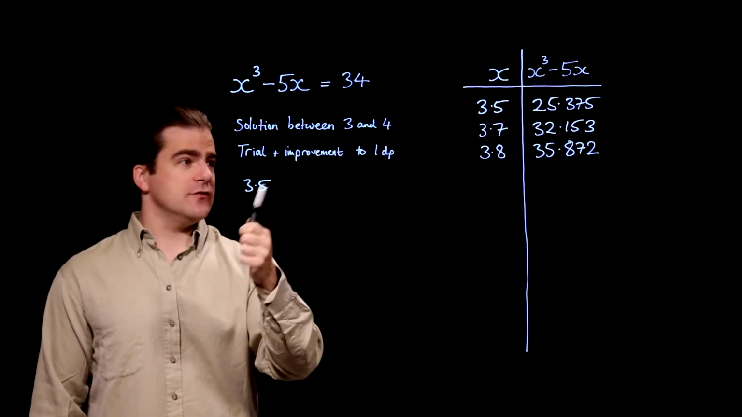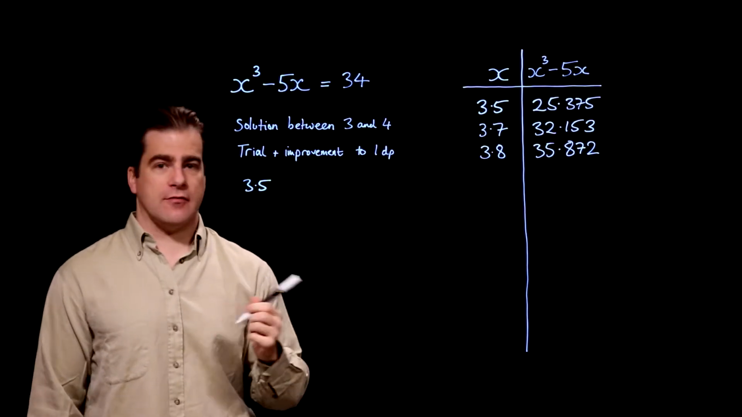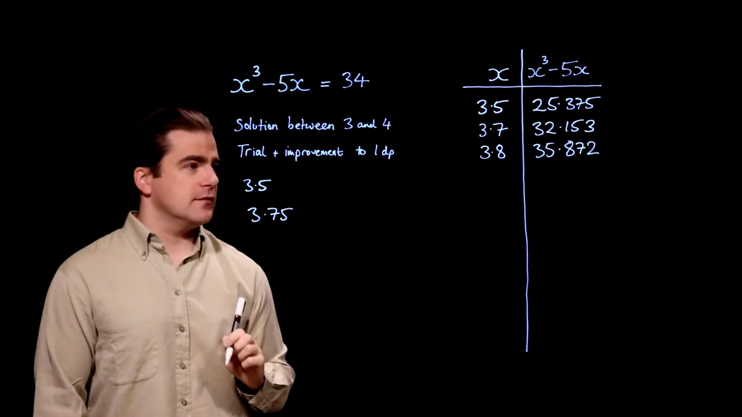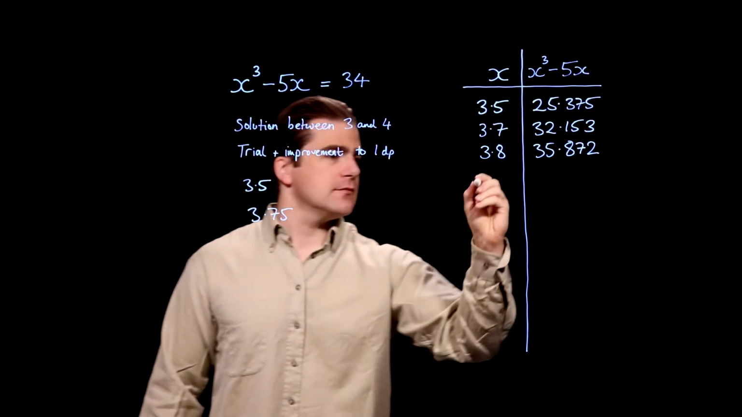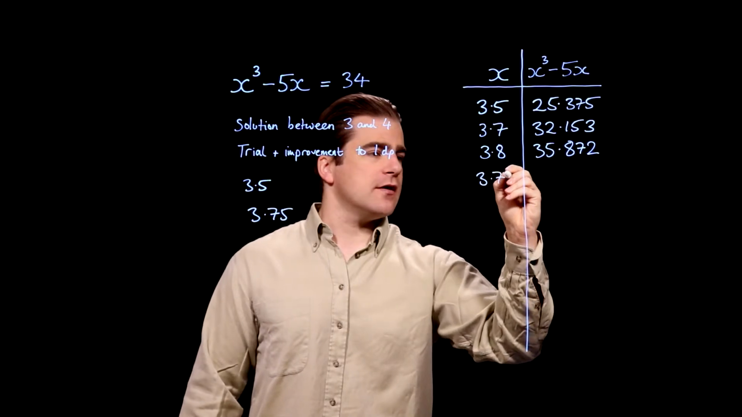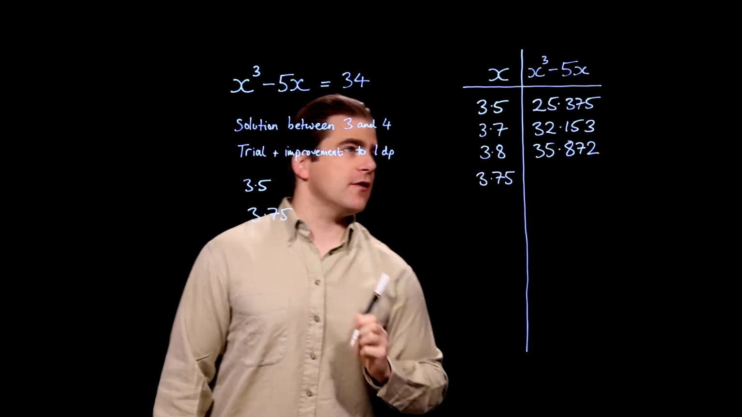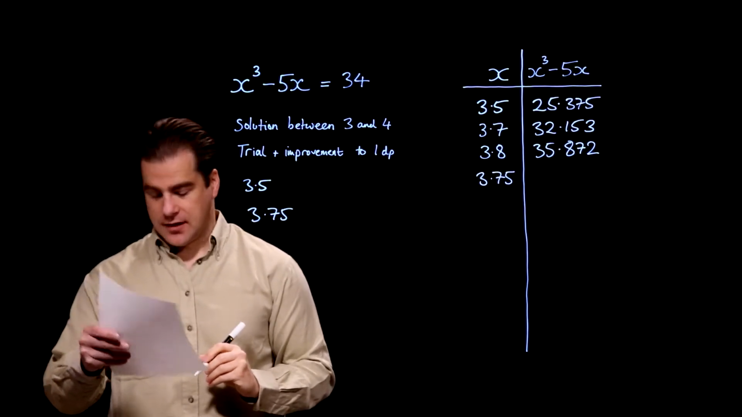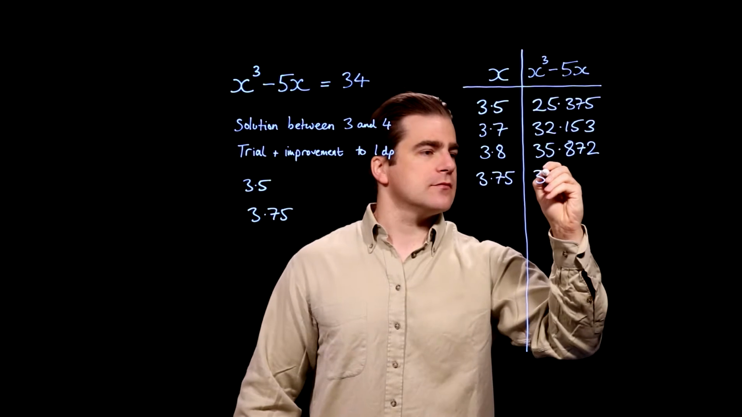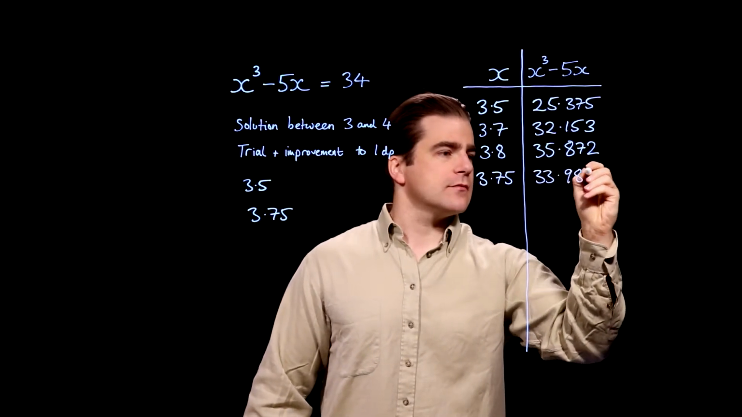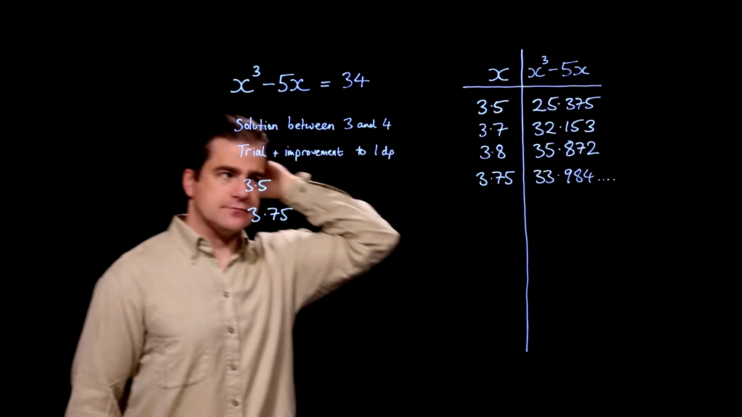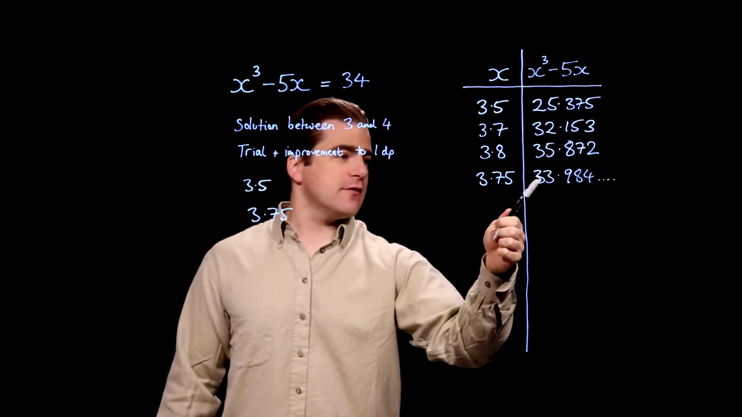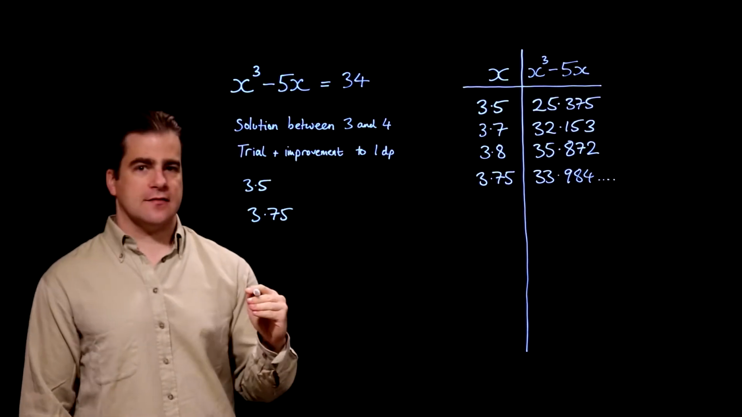So again, choose the number that's halfway between 3.7 and 3.8, which is 3.75, and see what you get. So put 3.75 in there. 3.75 cubed minus 5 times 3.75 is 33.984 something, and a few more digits there. Okay, pretty close. That's very close to 34, but it's slightly less.